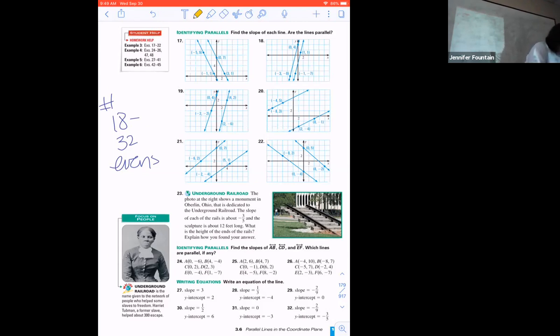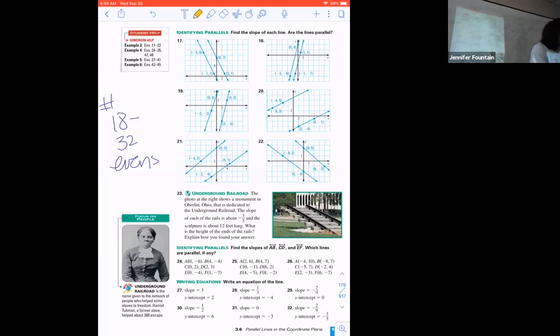24, we go down, it says find the slopes of AB, CD, and EF. So you had to use your slope formula 3 times. Which lines are parallel, if any? In number 24, the slope of AB is 1/2, the slope of CD is 1/2, and the slope of EF is negative 3. Therefore, AB and CD are parallel. 26, the slope of AB is 3/4, the slope of CD is -1, and the slope of EF is -1. Therefore, CD and EF are parallel lines.